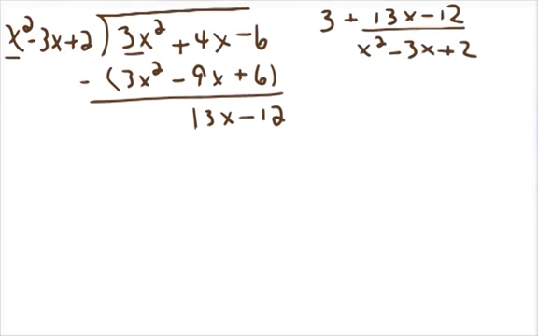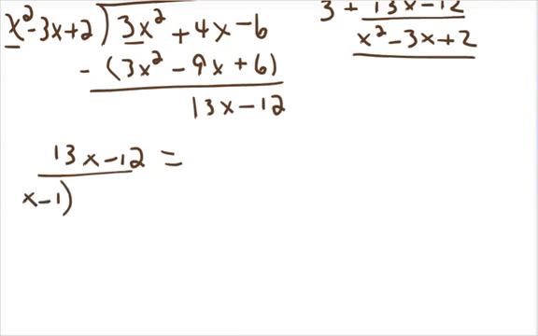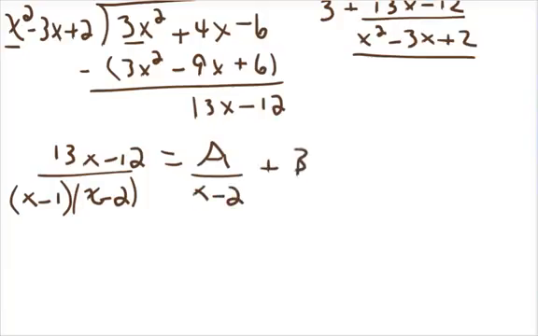So the partial fraction decomposition becomes 13x minus 12 all over x squared minus 3x plus 2. Actually, I'm going to go ahead and factor that right in line. Right? This factors into x minus 1 and x minus 2. The decomposition is A over x minus 2 plus B over x minus 1.